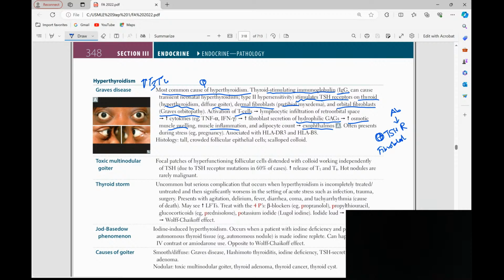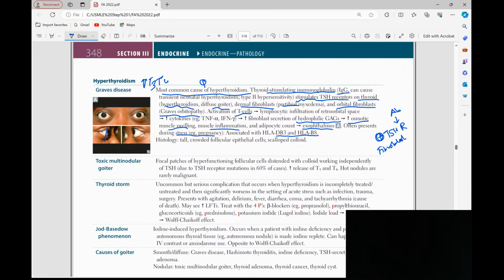We can see normally at this level the eyeball and lid, everything is at this level, but this is exophthalmos. And it also presents during stress, pregnancy, and HLA-DR3. If you want to remember HLAs, you can make a separate section or page for HLA, and just write down all the HLAs that come during your study, and then you can revise later on.